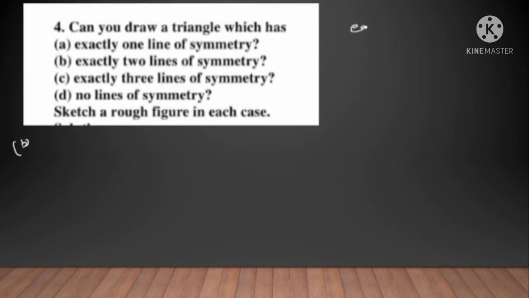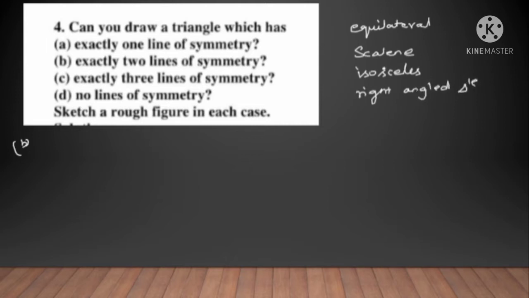We know equilateral triangle, scalene triangle, isosceles triangle, and then right angle triangle, isn't it? So here there is no triangle with two lines of symmetry.